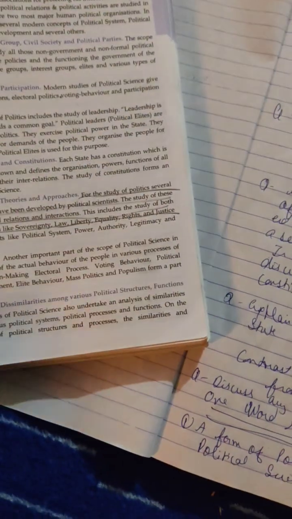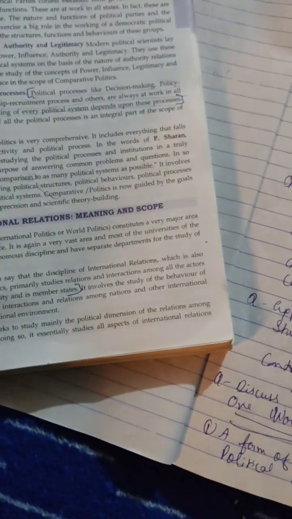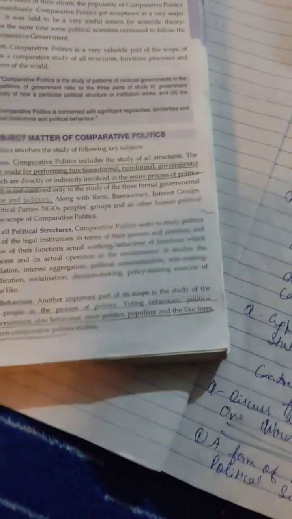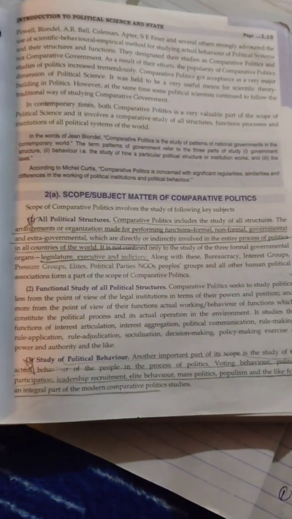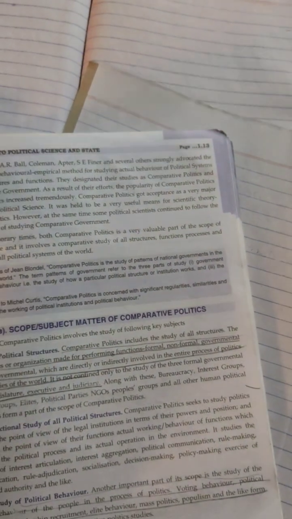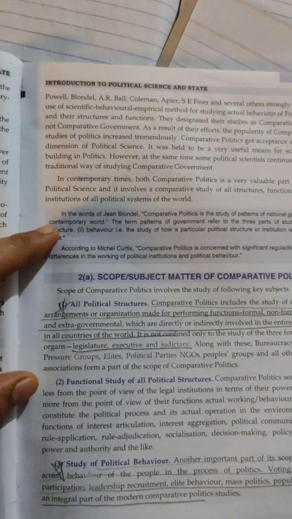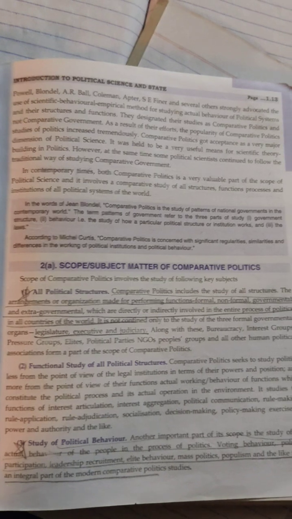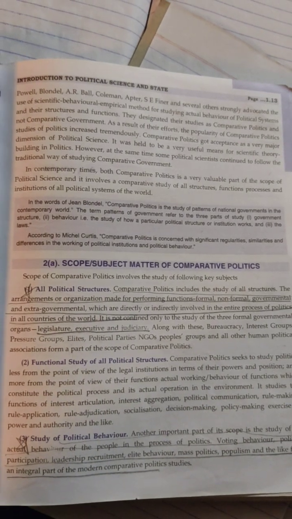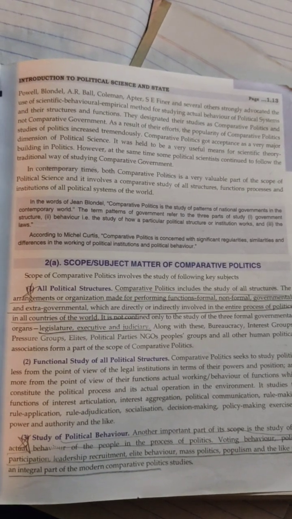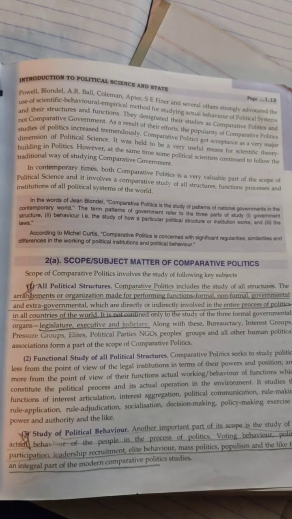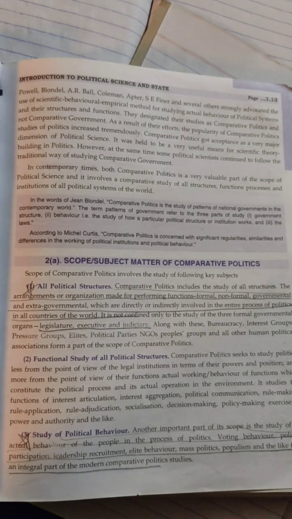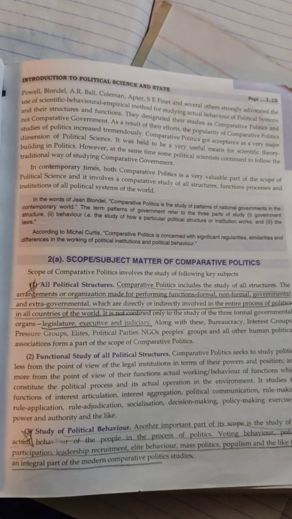Second is comparative politics. So comparative politics on page number 1.13 और 1.12. सो हम इसका मीनिंग जो है वो जीन ब्लॉन्डल की डेफिनेशन करेंगे. Comparative politics is the study of patterns of national government in the contemporary world. The term patterns of government refers to the three parts of study: government structure, behavior and the laws.